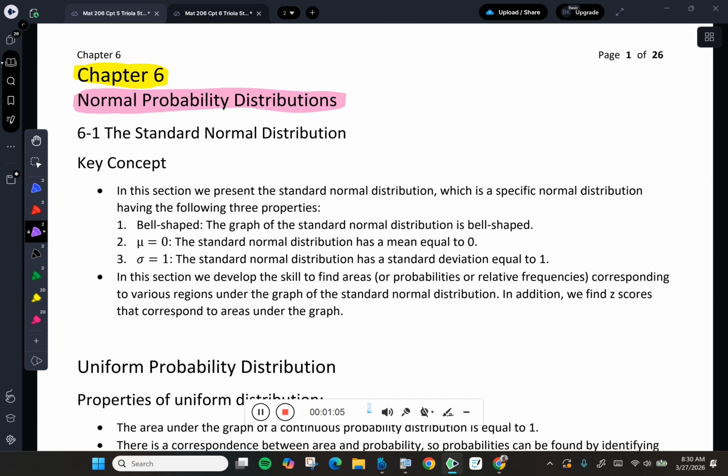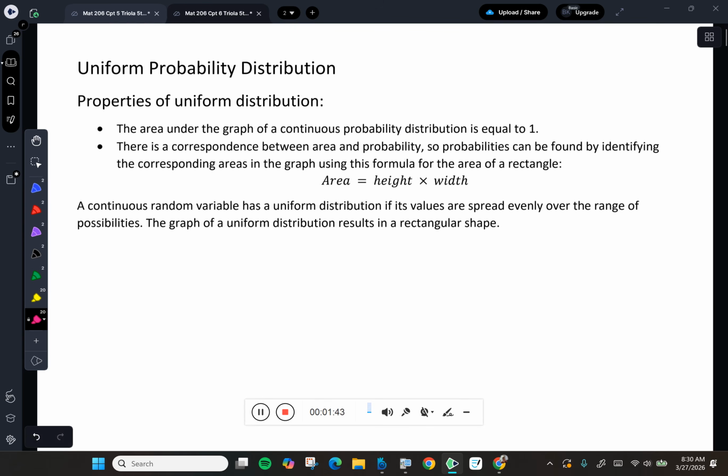All right, so we're going to start with some key concepts that we're going to take a look at. Key concepts in this section is going to be something called the standard normal distribution, which is one specific type of one specific normal distribution that has a mean of 0 and a standard deviation of 1. Okay? And then we're going to use that curve, we're going to use that standard normal distribution to find areas, which we're going to interpret as probabilities or relative frequencies, to correspond to regions under the graph. And that'll make a lot more sense here in a minute. All right, so we're going to start with a super simple example.